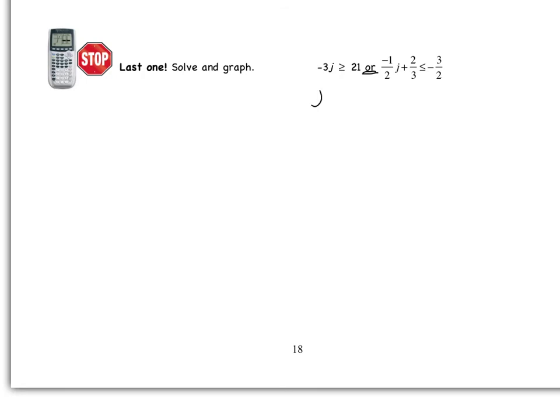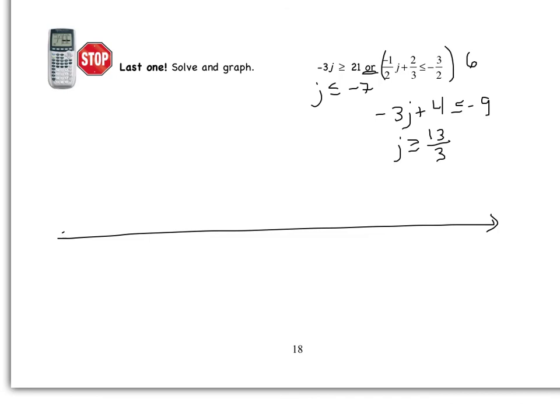Okay, for the first one, you should have gotten j is less than or equal to -7. When you divided by -3, that flipped the inequality. Second one, I would have gotten rid of all of those fractions to begin with. So your common denominator is 6. When you multiply everything by 6 and then simplify, you end up with -3j + 4 is less than or equal to -9. Solving that, you're going to get j is greater than or equal to 13/3. Because you divided by a -3, it's going to flip the sign of the inequality.